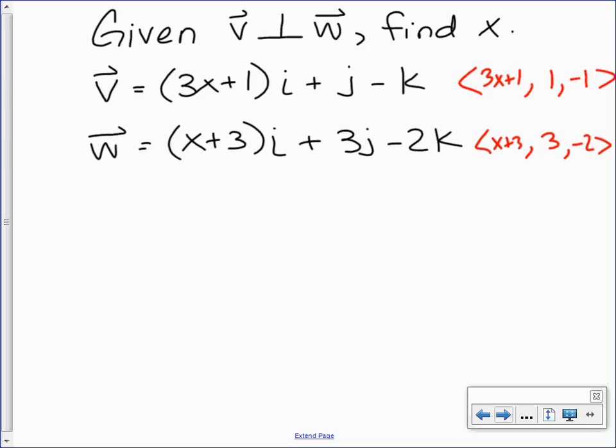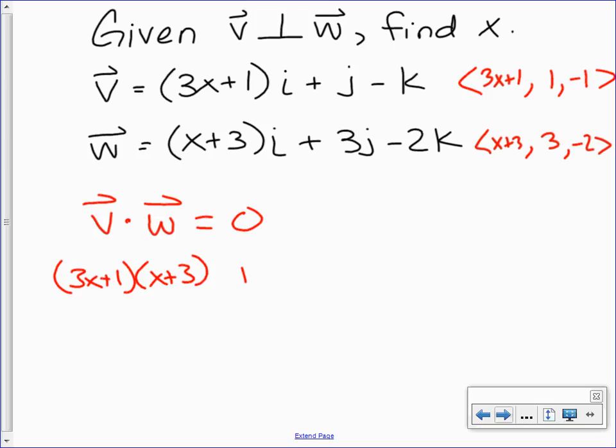So it's the same thing, make their dot product equal to 0. V dot W has to be 0 if they're perpendicular. We can do some algebra. 3x plus 1 times x plus 3, plus 1 times 3, plus negative 1 times negative 2.